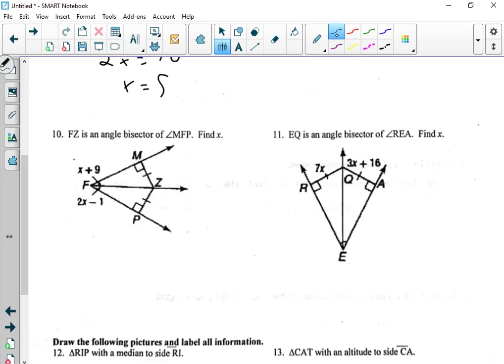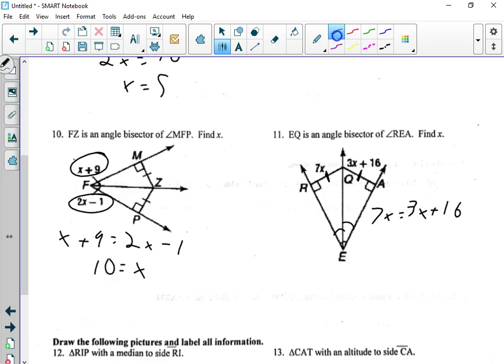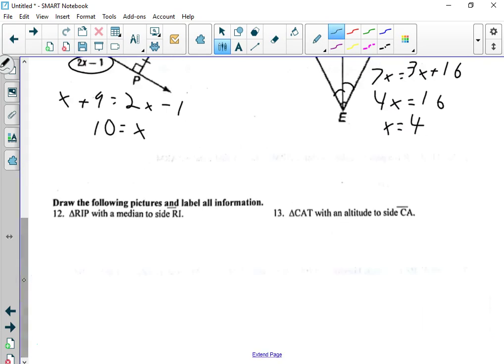Okay, FZ is an angle bisector. Well, that means this is equal to that. So we just write that. Subtract x, add 1, we're done. Okay, EQ is an angle bisector. So this is equal to this. We already talked about earlier, and we can see it marked that this is equal to that. So 7x equals 3x plus 16. Subtract 3x, divide by 4. That's it.